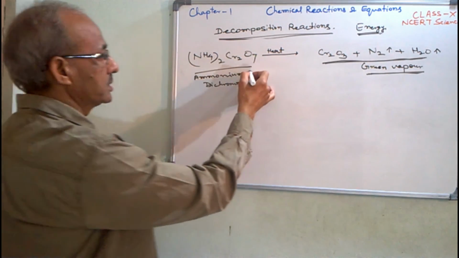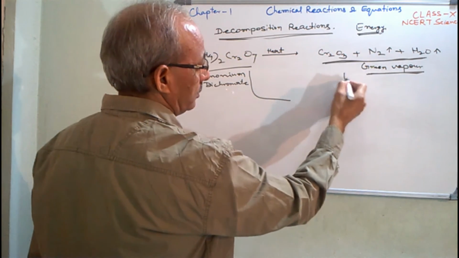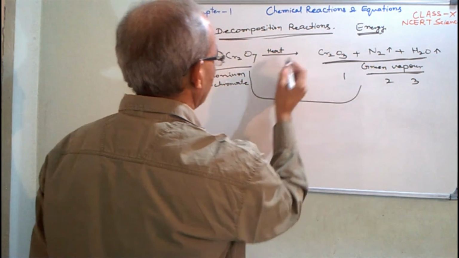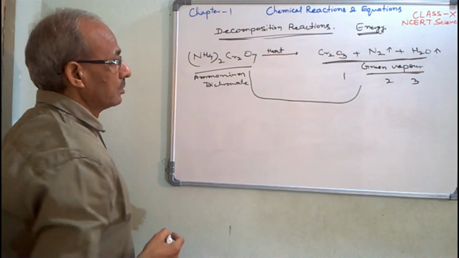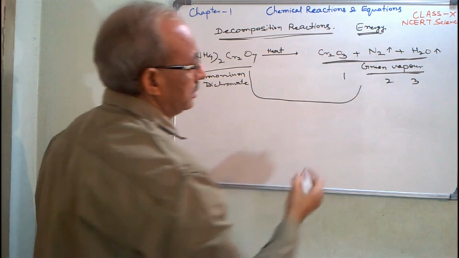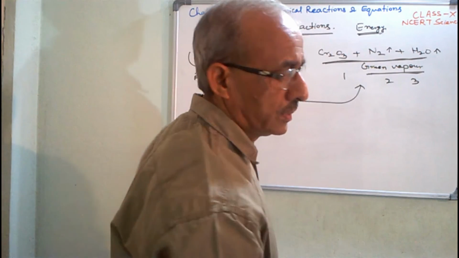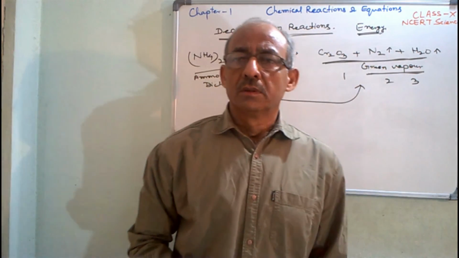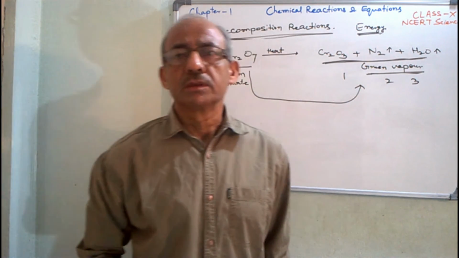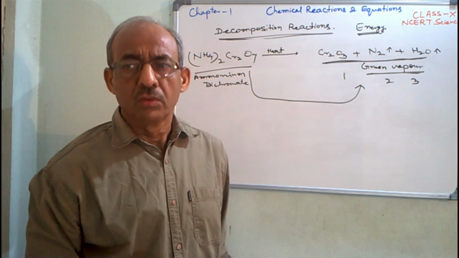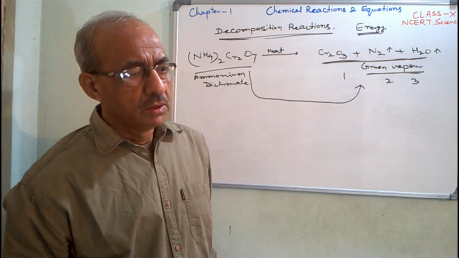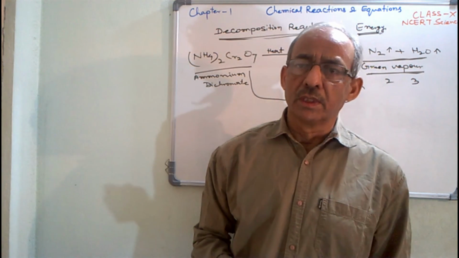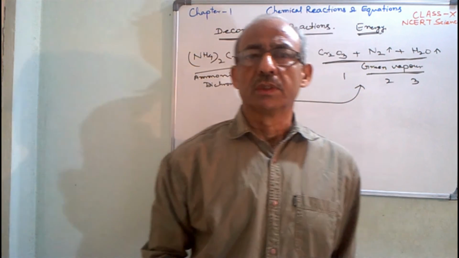Here this single substance is split into three substances, so it is a type of thermal decomposition reaction. And in this way we discussed the thermal decomposition reactions in this session, and now I am going to conclude this session. In the next session we will discuss the electrolytic decomposition reactions and photo-decomposition reactions.